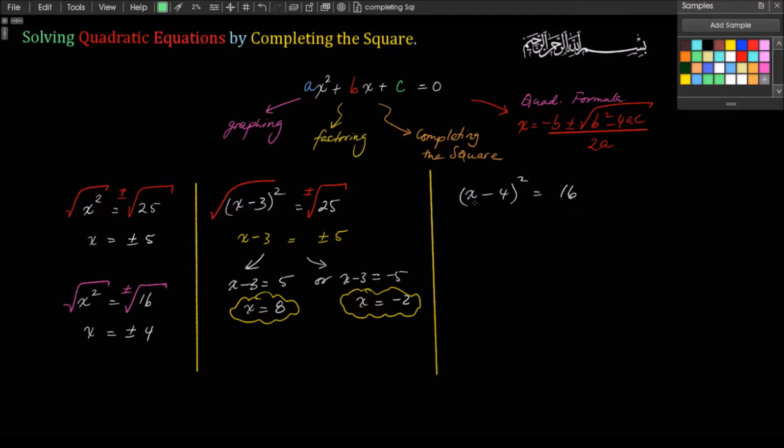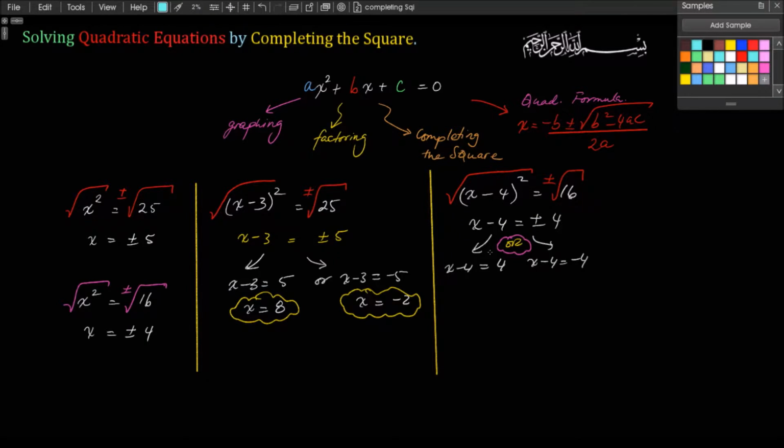This one states the quantity x minus 4 squared equals 16. See, this one over here is very similar to this one over here, where we had x squared is equal to 16. Now instead of x squared, I've replaced that with the quantity x minus 4 squared. Well, we do it the same way. We take the square root of both sides like this. x minus 4 is equal to plus and minus 4.